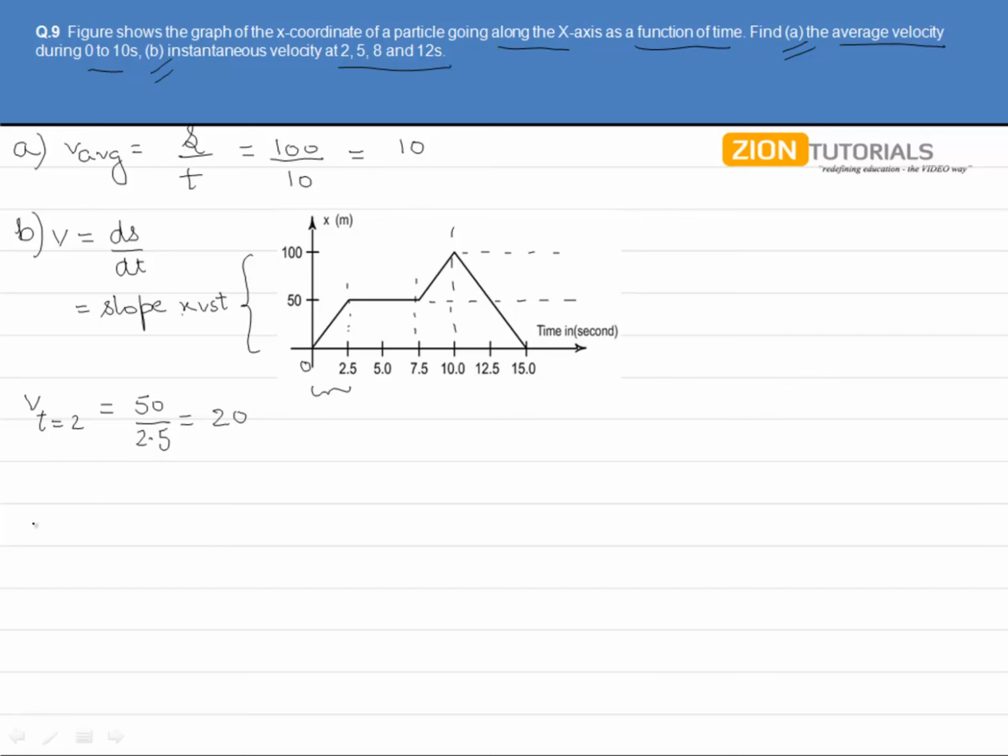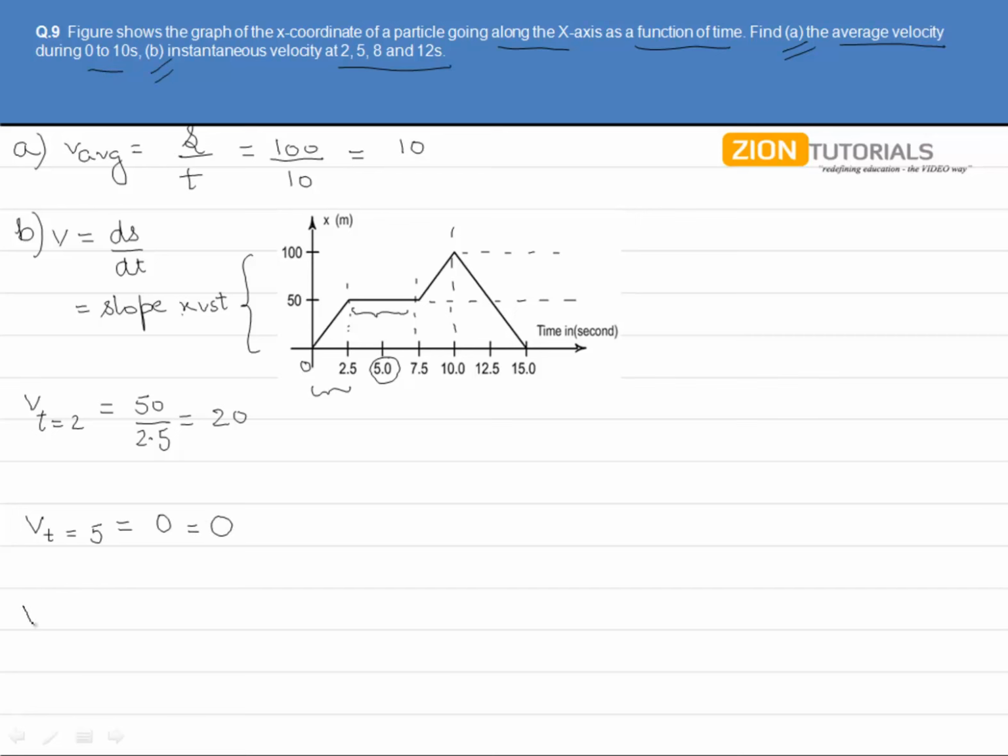Now let us talk about the instantaneous velocity at time equals 5 seconds. Now we can see that at 5 seconds time, the particle is following this curve, and here there is no change in position, so height is 0 upon some time, giving us the velocity of 0.